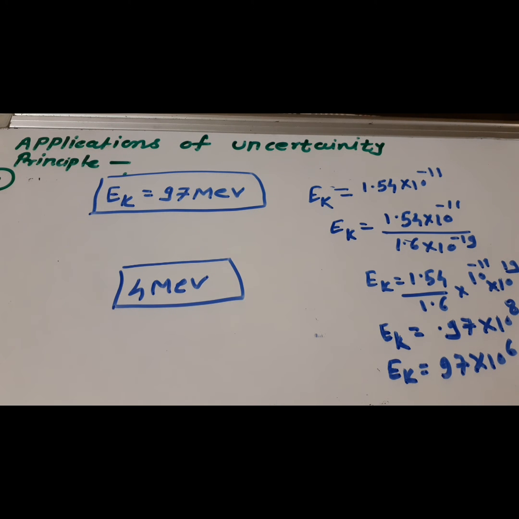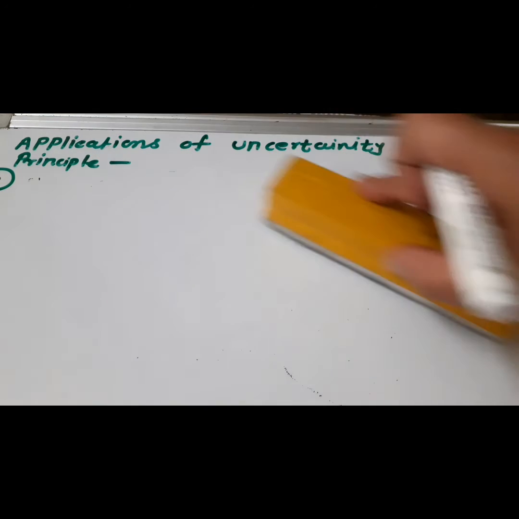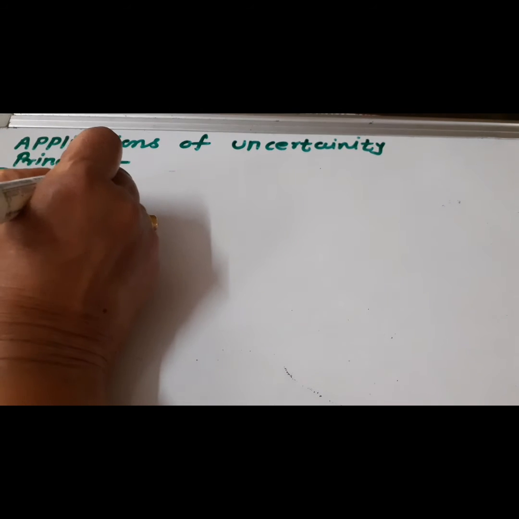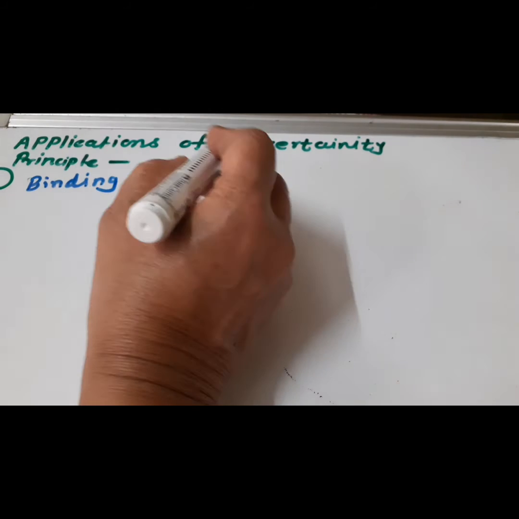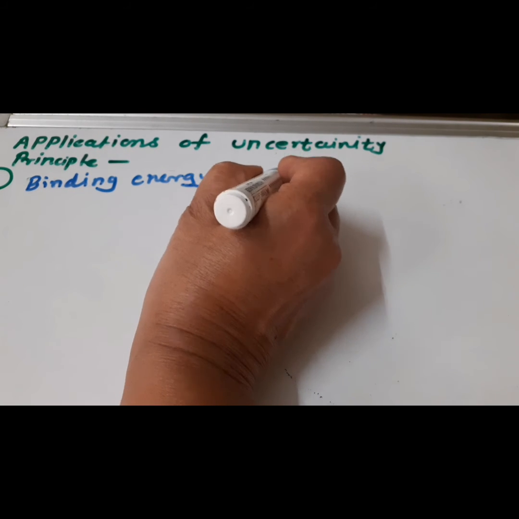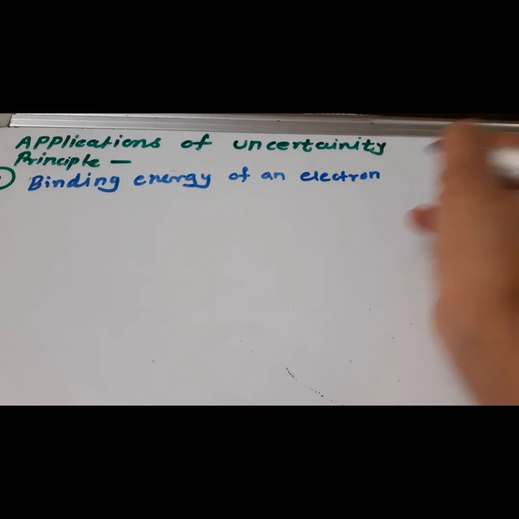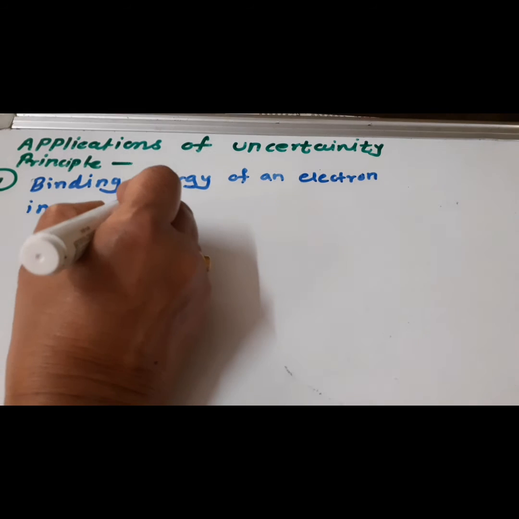Now the next application, the second application, is the binding energy of an electron in an atom. This is the second application.